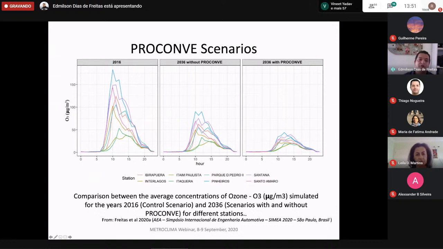And here we can see the difference of the emissions or the concentrations provided by the Wolfgang model in combination with the Veng model. Here we have 2016 as a reference, and we simulate the same period, but using some characteristics of 2036. We can see that without PROCONVI, if we only consider the renewal of the fleet, it is already enough to decrease the ozone concentrations in many stations that we compared. But when we apply the new regulations required by the new PROCONVE phases, we can see a very significant reduction of ozone concentrations. The same will apply to carbon dioxide, NOx, and other pollutants, except for particulate matter.